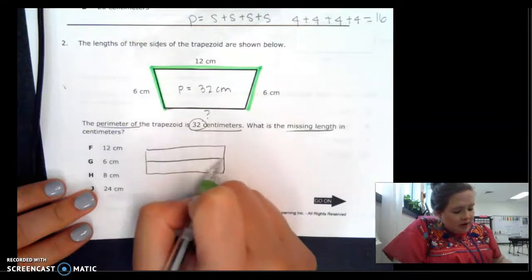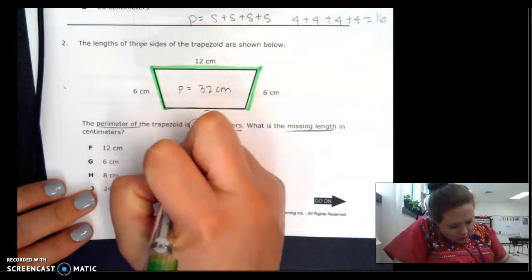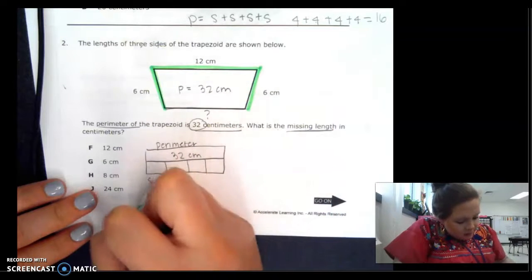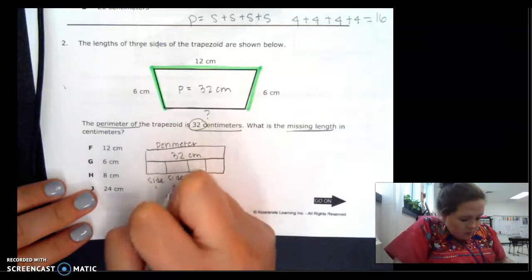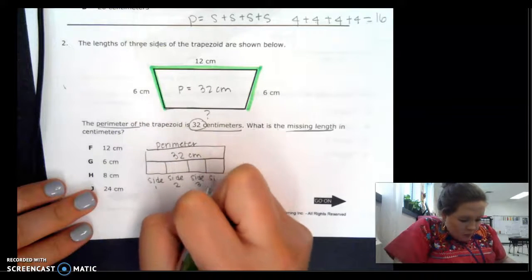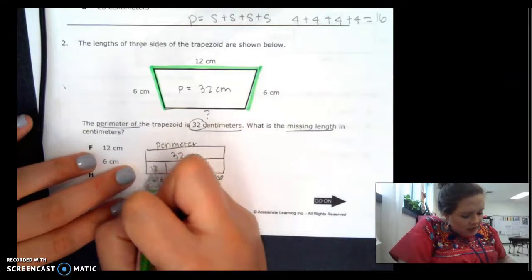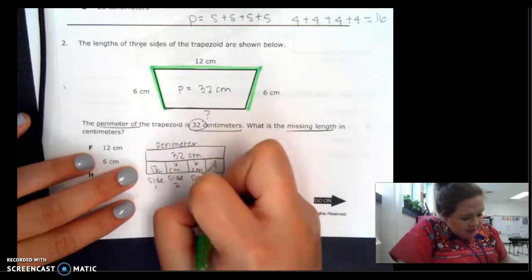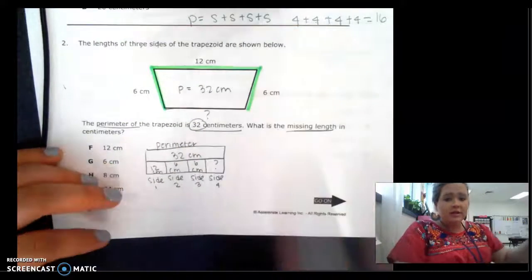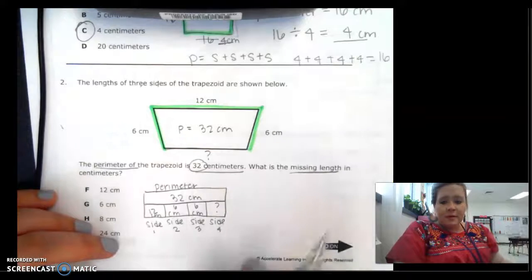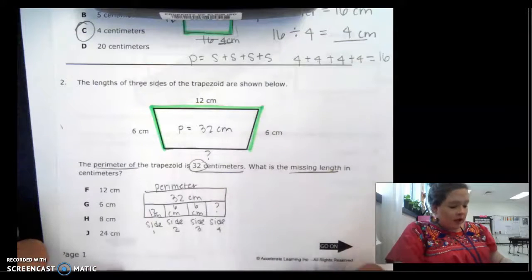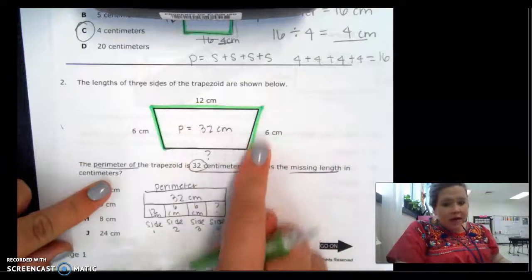If you made a strip diagram, and you have 4 sides, side 1 is 12 centimeters. Side 2 is 6 centimeters. Side 3 is 6 centimeters. Side 4, you don't know. How are you going to solve for this problem? Good. You are going to add up what you already know.